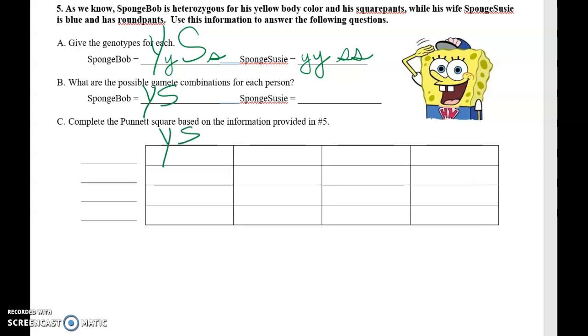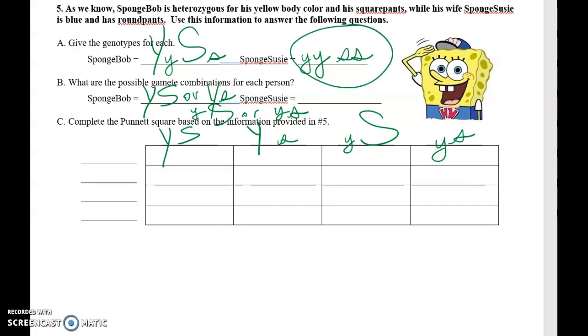We'll put it down here on the Punnett square. Or he could pass on big Y, little s. He could also pass on the little y with the big S, or he could pass on even the little y with the little s. Since Sponge Susie is only little y, little s, the only gamete combination when she does meiosis, oogenesis, making her eggs, is that she can only pass on the little y and the little s.